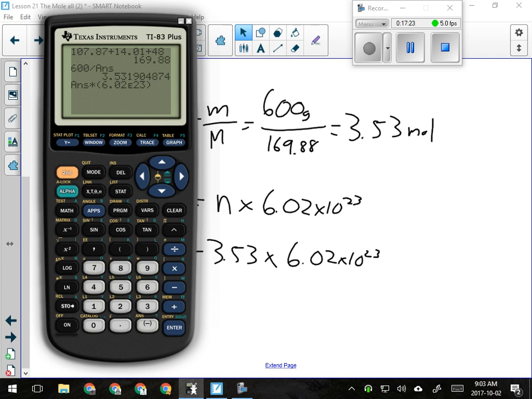Not every calculator is the same. Your calculator may have an EXP button. The EXP button will do the same thing. So if you have that, you go 6.02, hit the EXP button, and it'll give you an E, and then you can put in the 23 afterwards. It may also have just an EE button, so it'll be either EE or EXP. Those are the 2 buttons you need to look for.